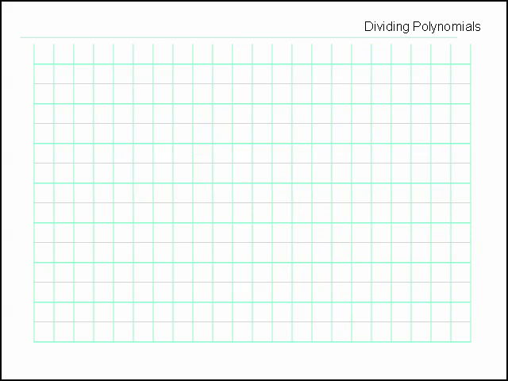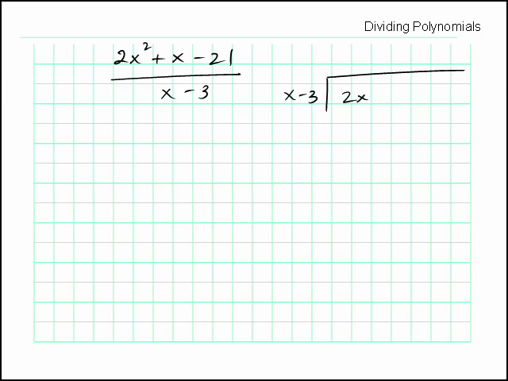Let's look at 2x squared plus x minus 21, and we want to divide this by x minus 3. Okay. I'm going to write it as a long division problem. Now, by the way, the polynomials have to be in descending order. If they're not, you got to rearrange the terms first, or else this won't work.